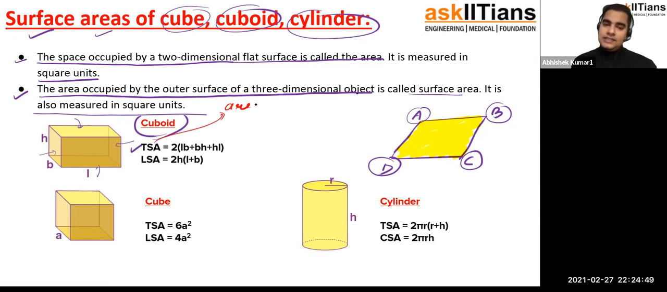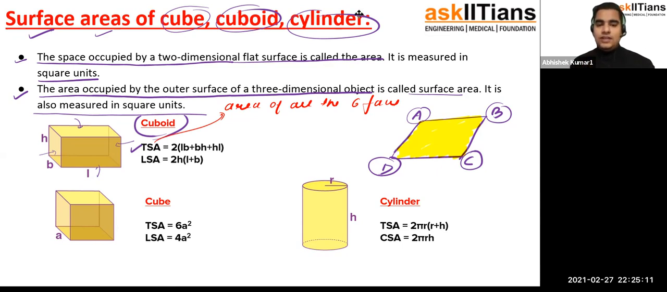the area of all the six faces. Because a cuboid has six faces, when you calculate the area of all the six faces, you add them up. The result which you get, we call that result the total surface area of the cuboid.